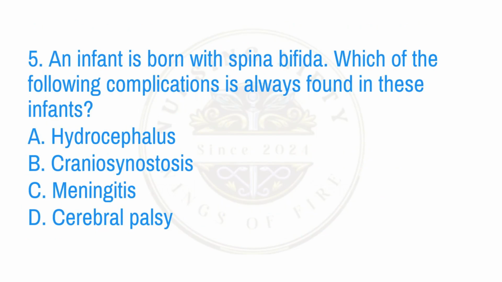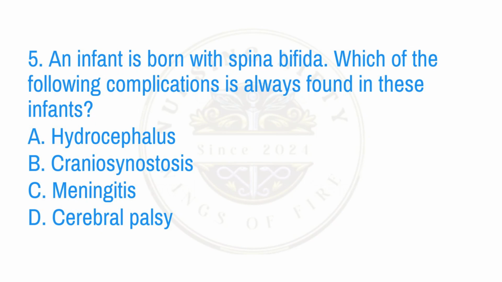Question number 5. An infant is born with spina bifida. Which of the following complications is always found in these infants? Options: Option A, hydrocephalus, B, craniosynostosis, C, meningitis, and D, cerebral palsy. So here the right answer is option A, hydrocephalus.